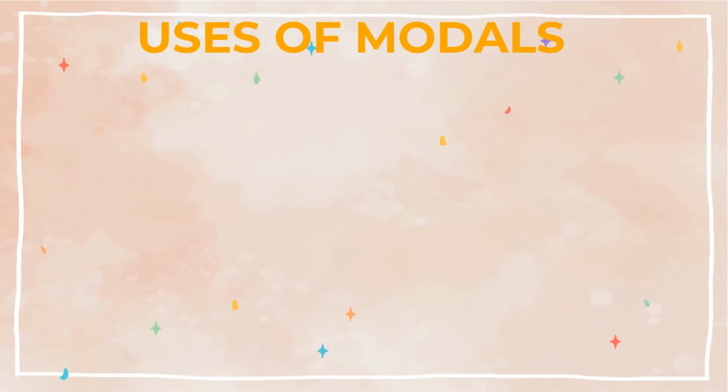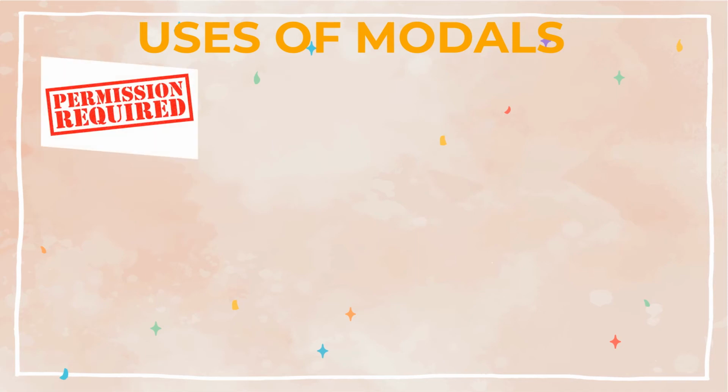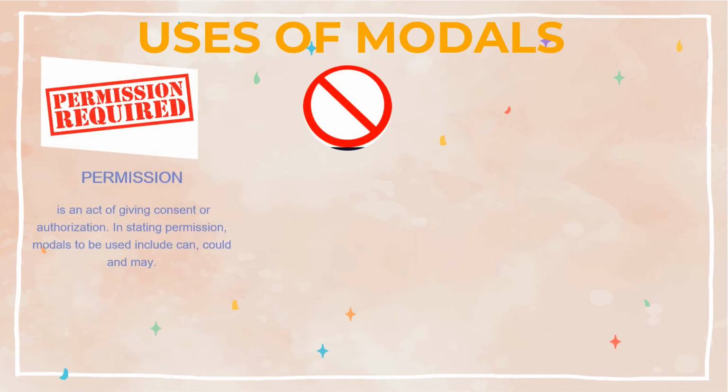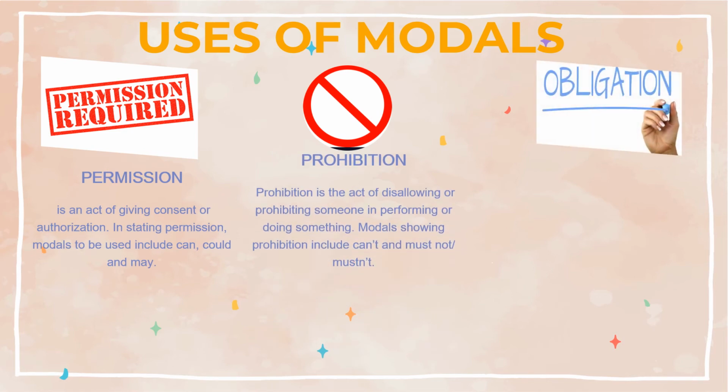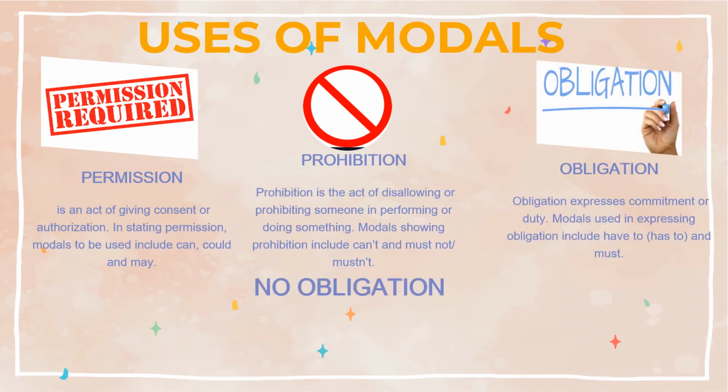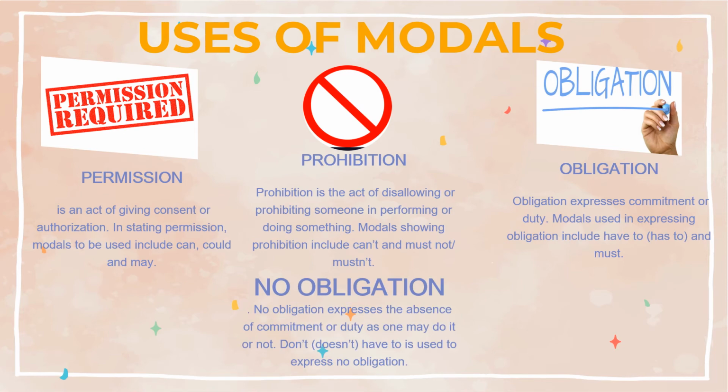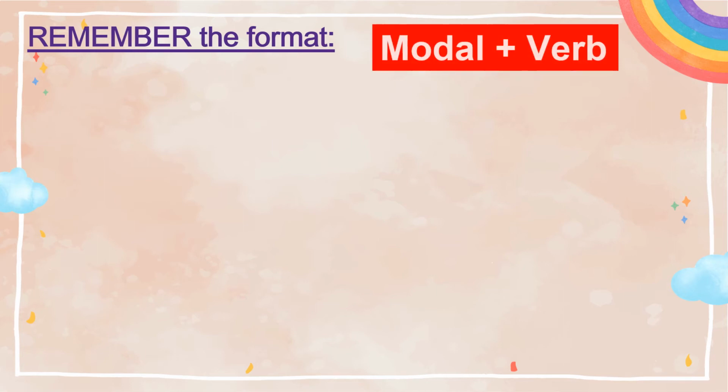To sum up, here are the modals and their definition. Uses of modals: permission, prohibition, obligation, and no obligation. In constructing a sentence using modals, you have to remember the correct format. If you are writing in a normal structure of a sentence, you should follow this structure: subject of the sentence plus modal plus verb. If it is an inverted structure of a sentence, the modal will be first, followed by the subject of the sentence plus the verb.